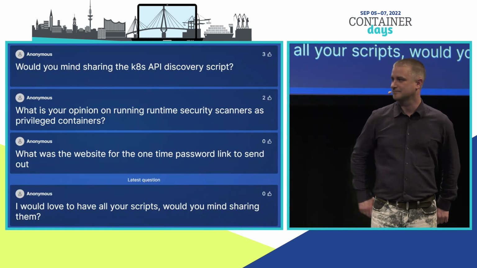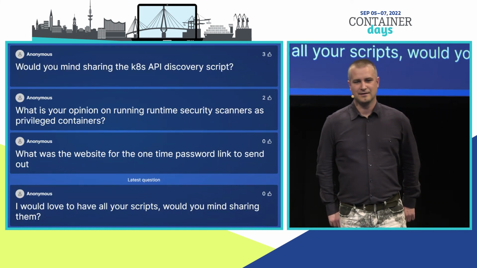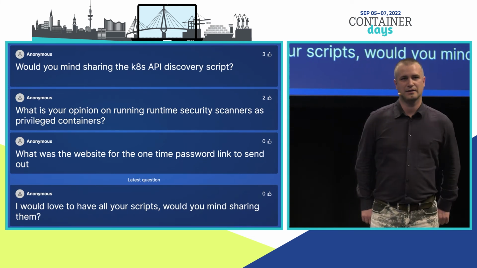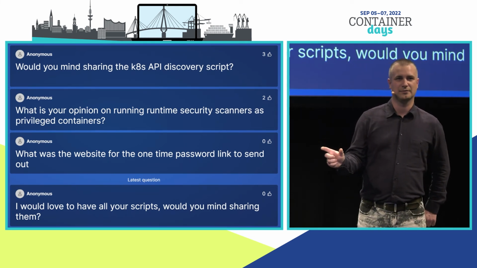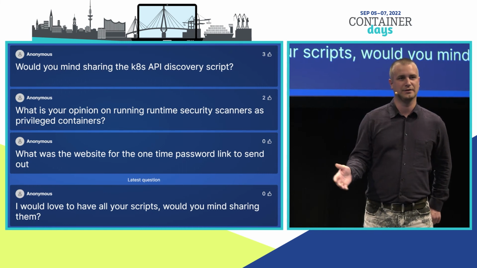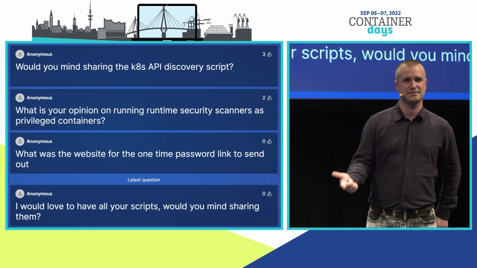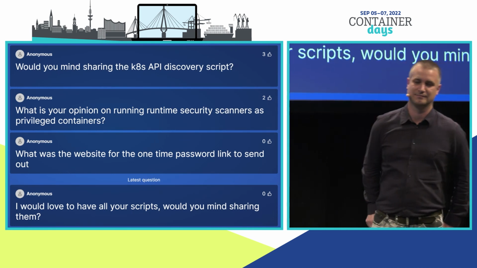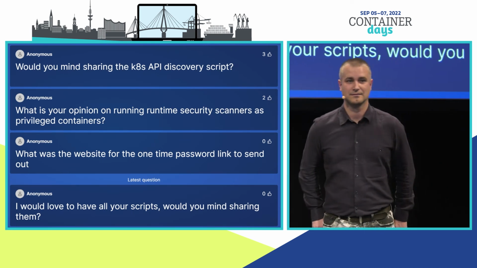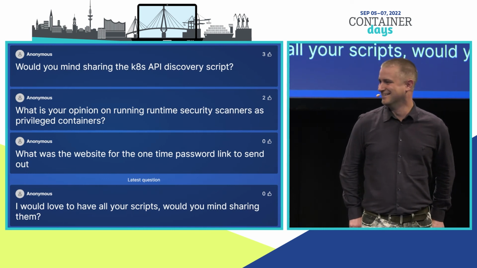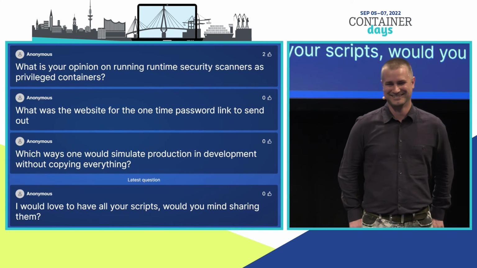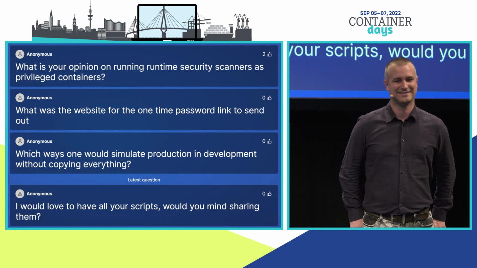Would you mind sharing the Kubernetes API discovery script? You know how a Kubernetes API page looks. Just grab a string from that page, open any of the search engines that I mentioned, such as Binary Edge or Shodan, put the string there, and wait for a response. That easy. But don't do that. Or wear your white hat.